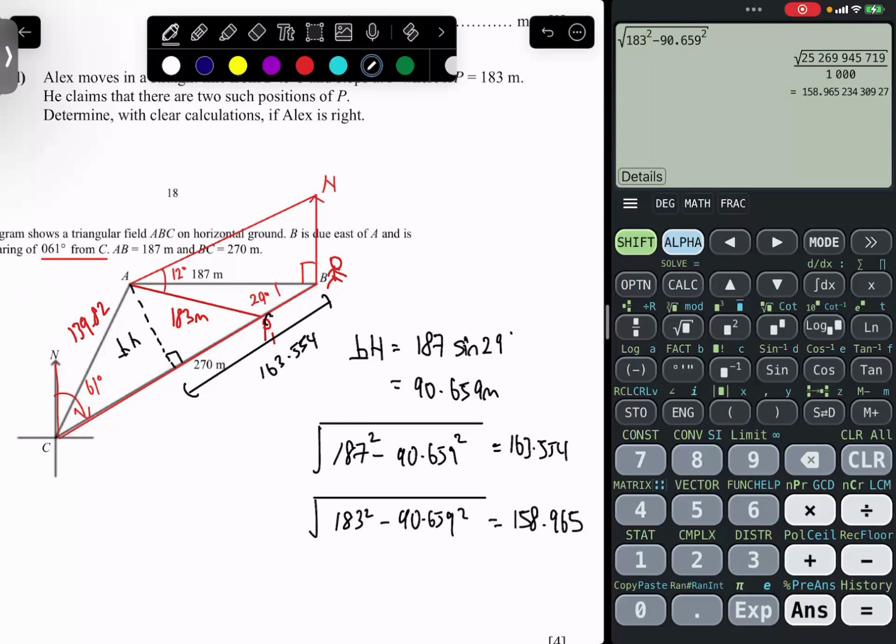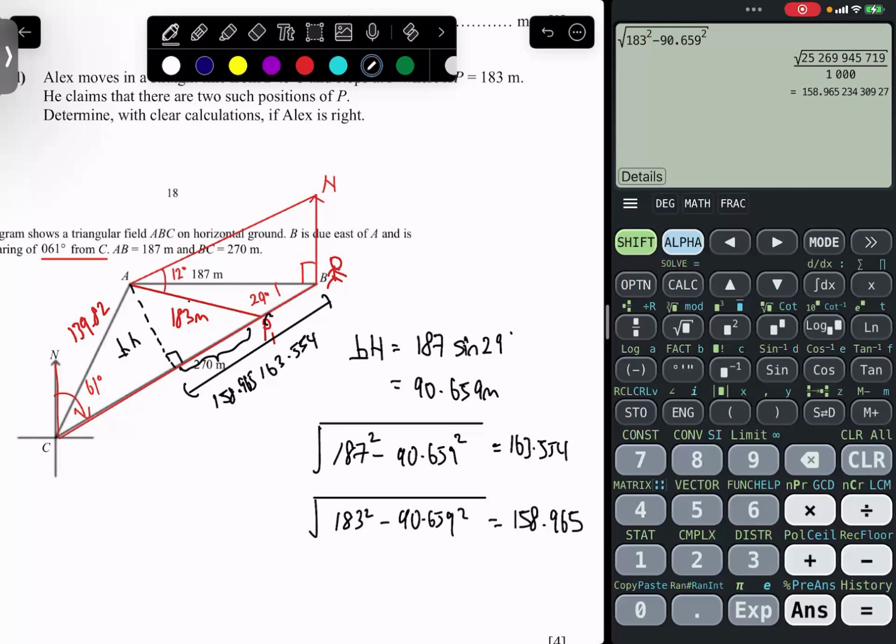But that's not the main point. The main point is to find out that the actual distance down here is supposed to be 158.965. Now, because of this, we want another point.